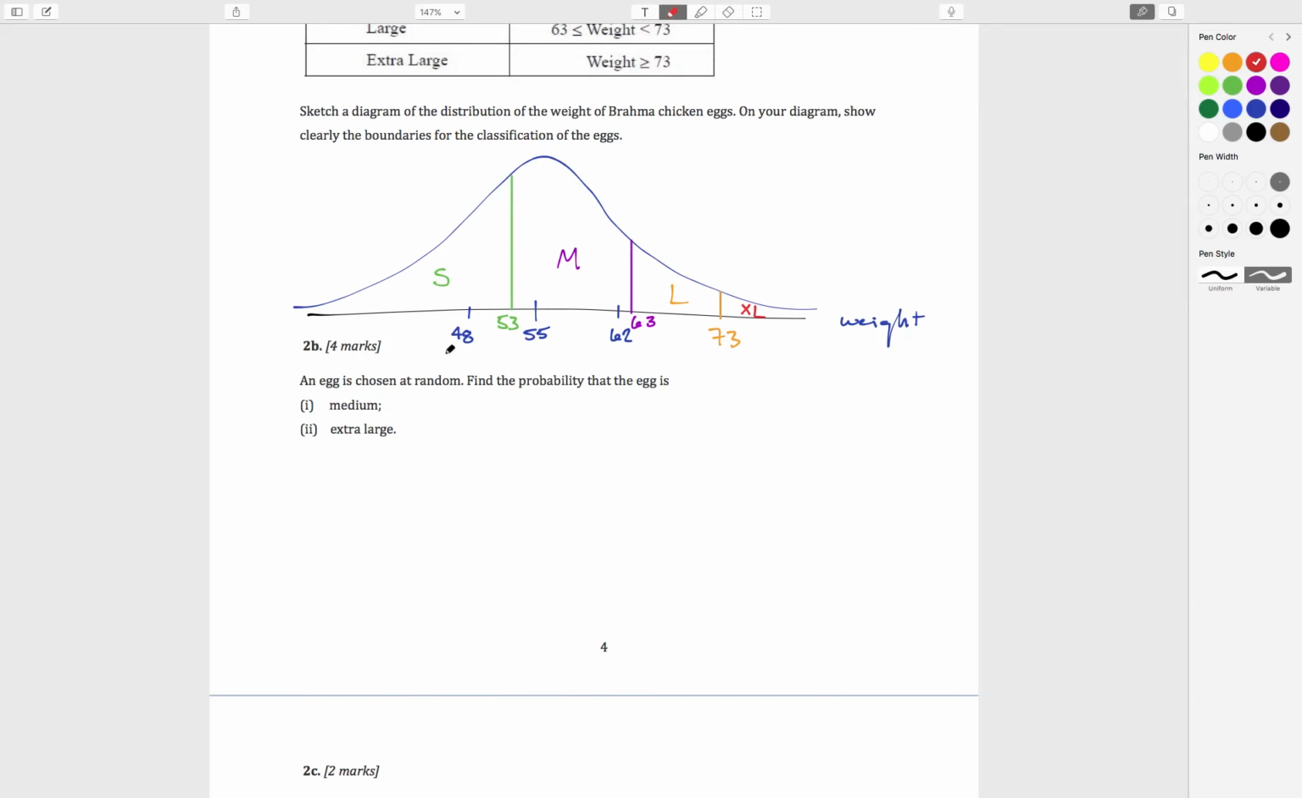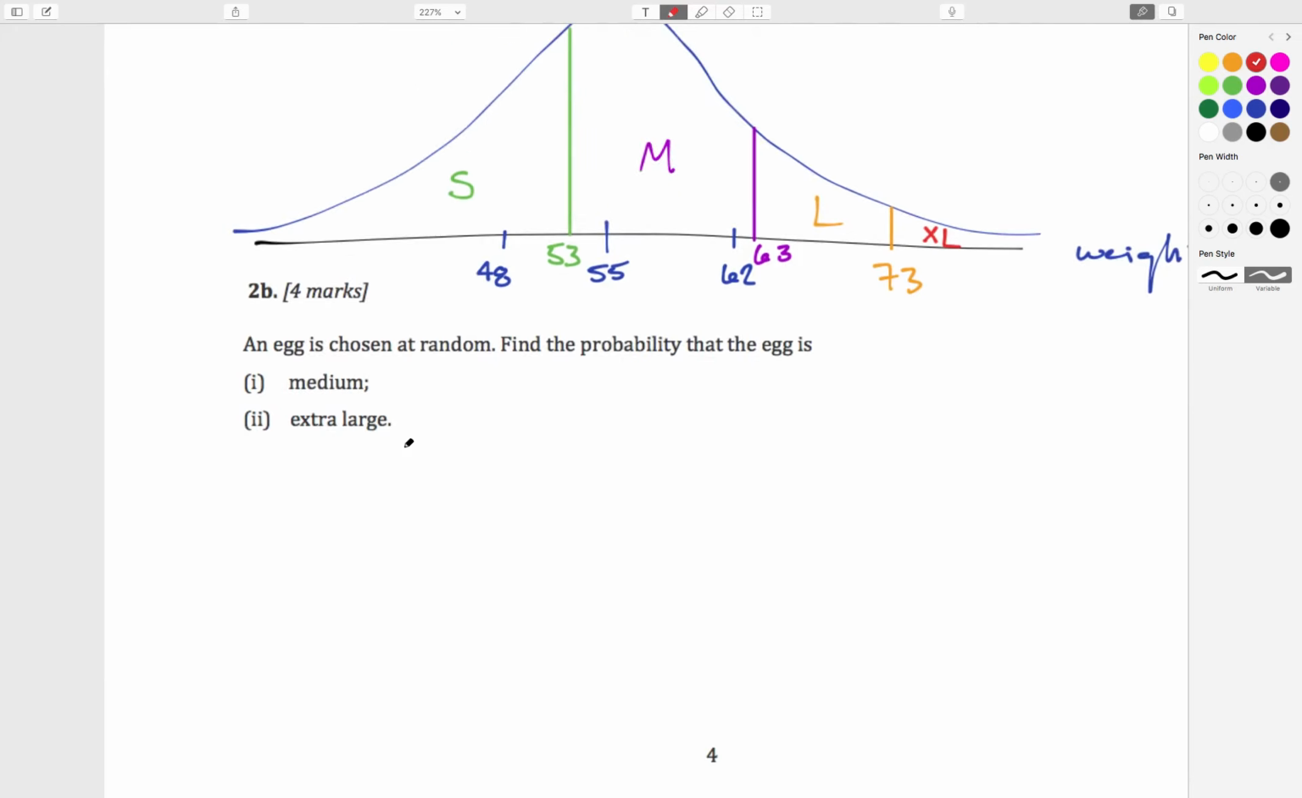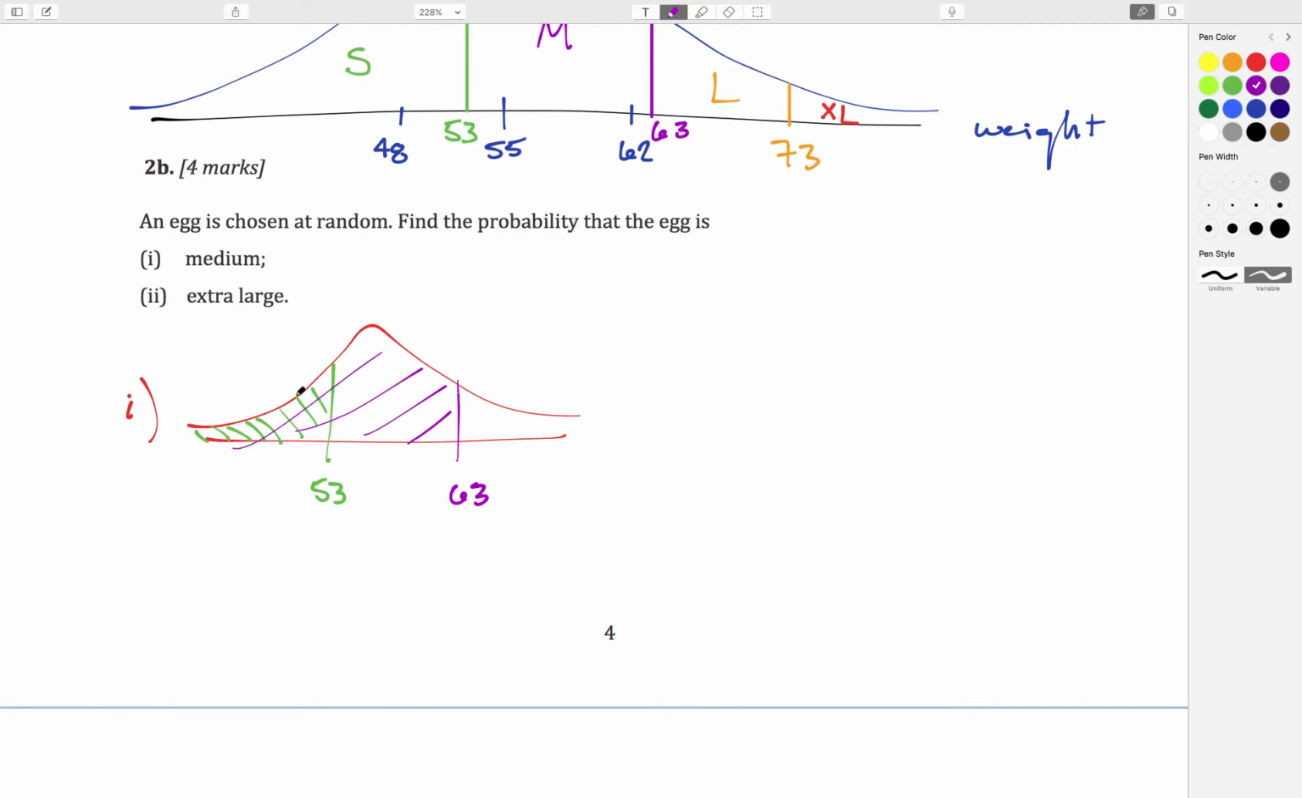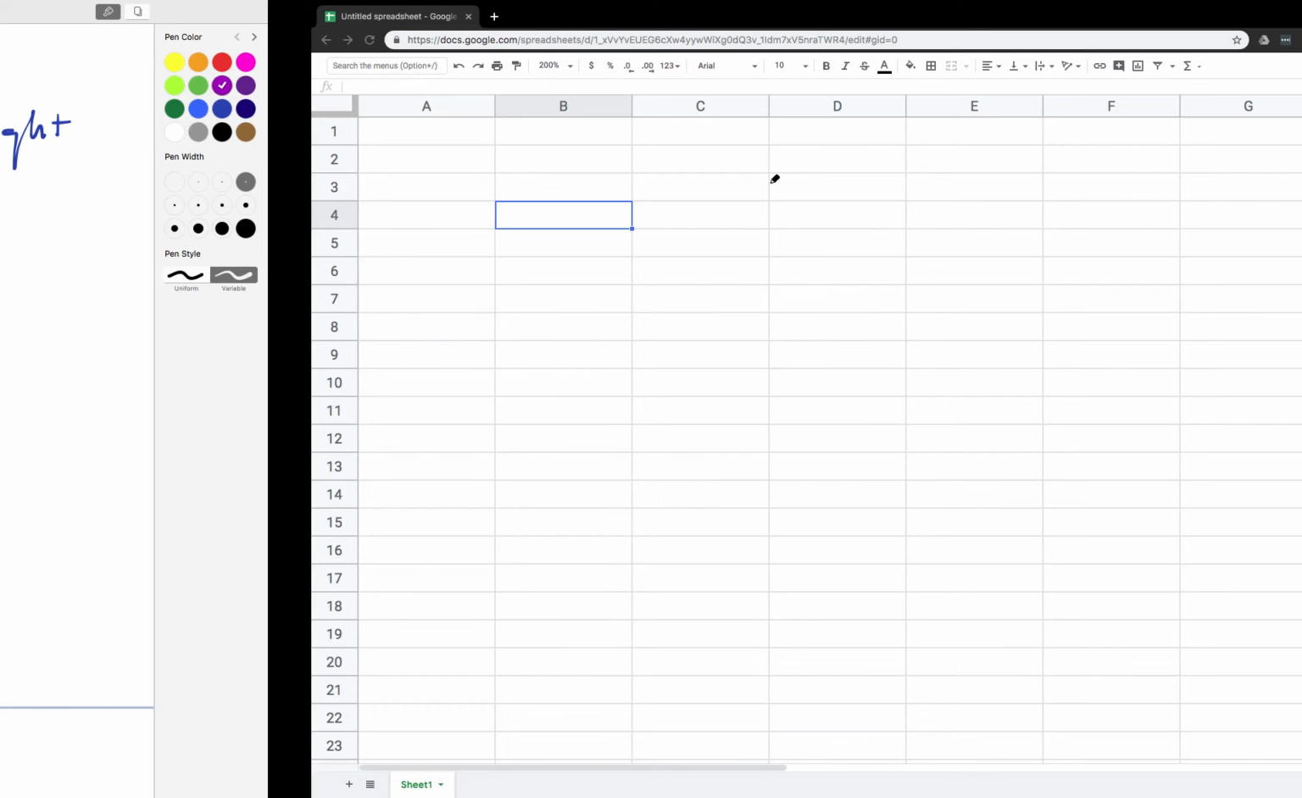Find the probability that an egg chosen at random is medium. Medium really means that it's between 53 and 63. To figure that out for my medium section, I'm going to show the work using a bell curve. I want to find the left area from 53, which I can do on Google Sheets. I'm going to find the left area from 63, and once I subtract them, I subtract this cross-hatched section, I only get the middle section. So I'm going to set that up right now.